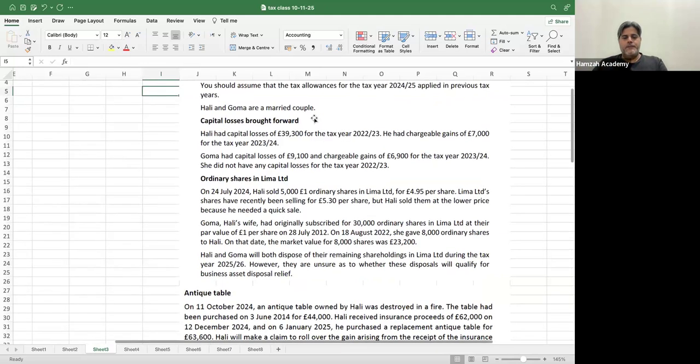On 24th July, Holly sold 5,000 $1 ordinary shares in Lima for 4.95 per share. Lima Limited shares have recently been selling for 5.30, but Holly sold them at the lower price because he needed a quick sale. Goma, Holly's wife, had originally subscribed for 30,000 shares in Lima at the par value of 1 on 28th July 2012, then on 18th August, she gave 8,000 ordinary shares to Holly. On this date, the market value of 8,000 shares was 23,200.